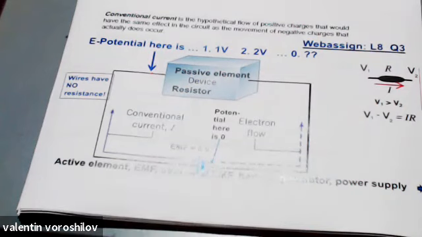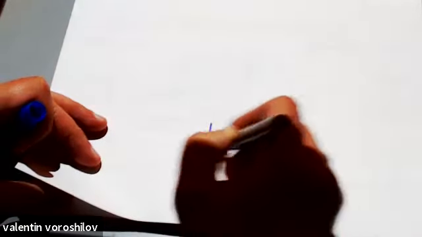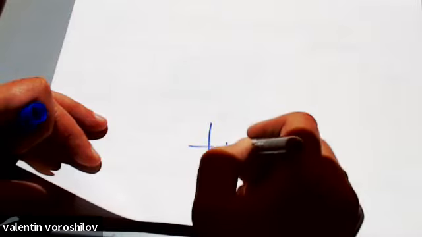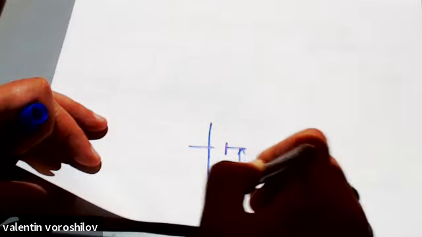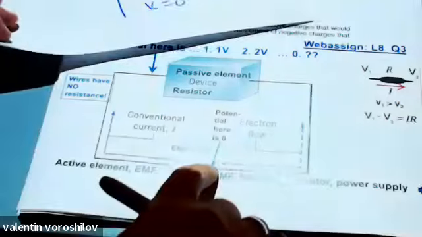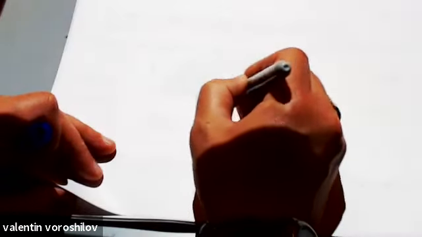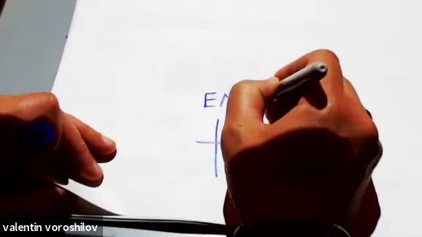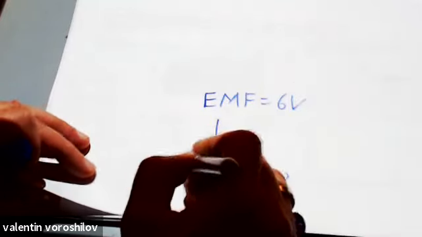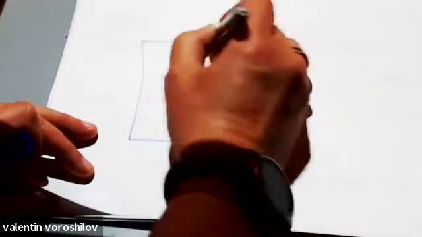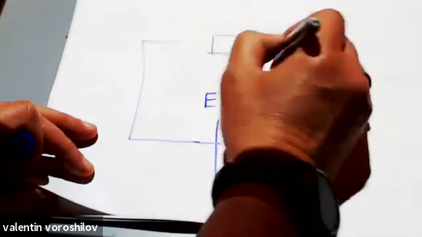Right here, I'm going to draw it larger. So right here, we've got a battery, and the electric potential here is set to 0. And there is some kind of a weird symbol, EMF, and it says 6 volts. And then there's a box.